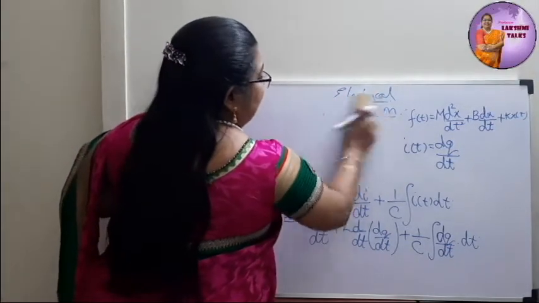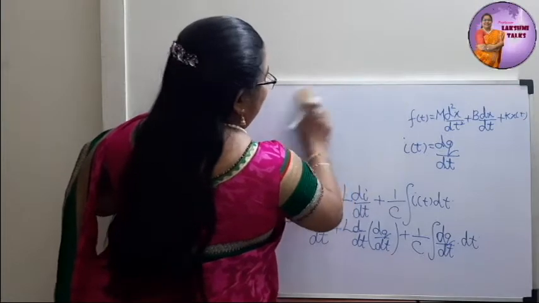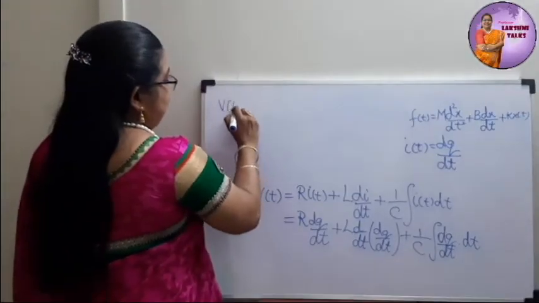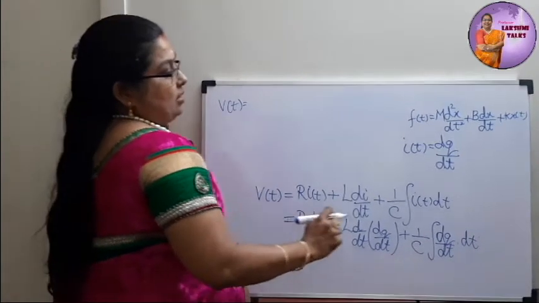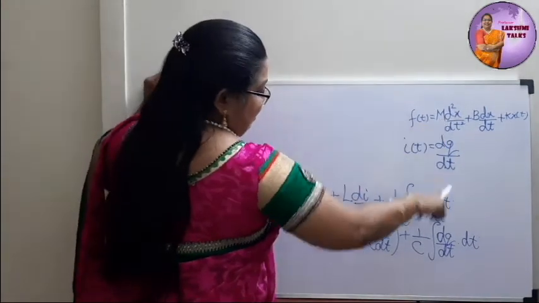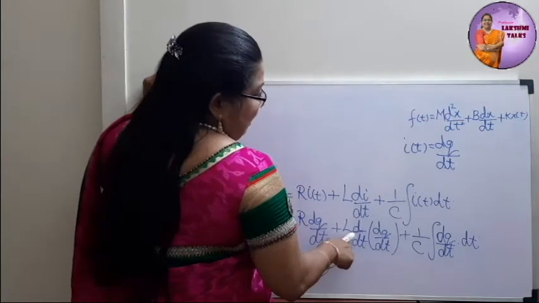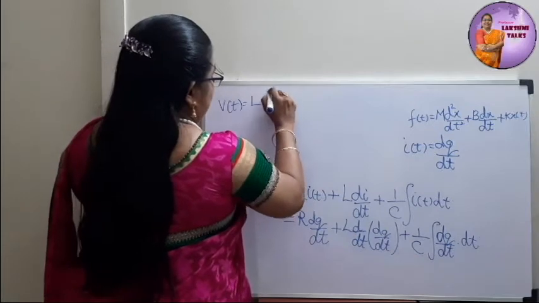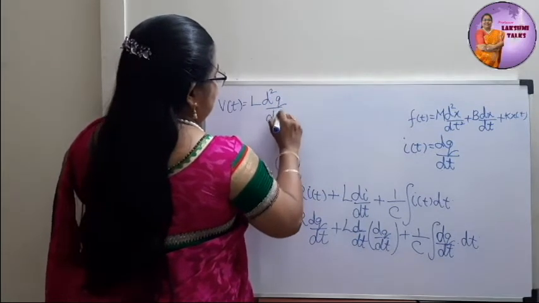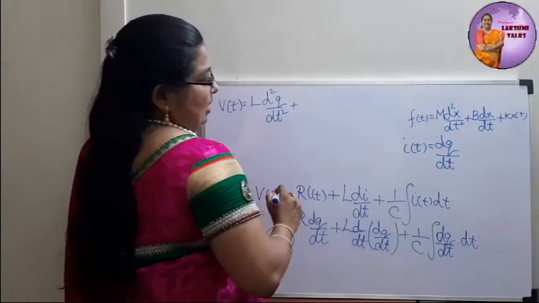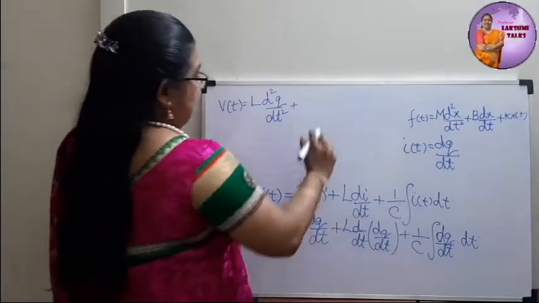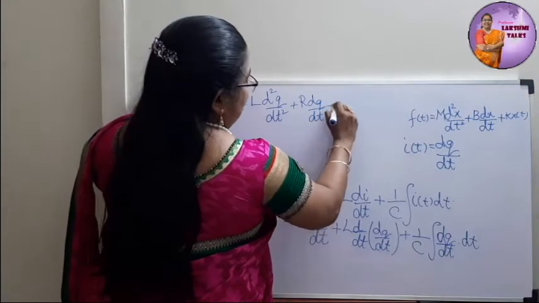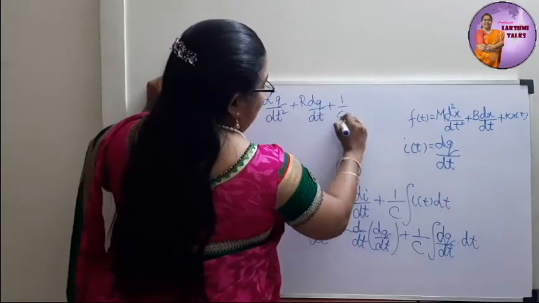When we simplify, we can write what is the analogy. How to simplify? V of t is equal to, see, similar means this starts with a second degree, right? So, here L d square q by dt square, that should be the first term. This is for easy visualization. Okay. Then plus R dq by dt, then it is 1 by C.